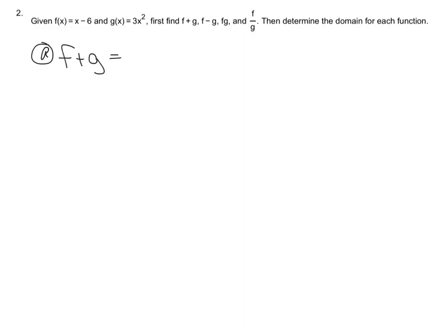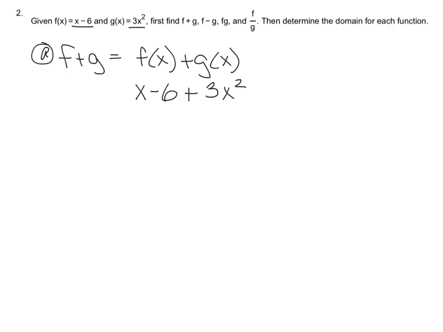That just means that we're going to add f of x plus g of x together. So f of x is x minus 6, and we're adding g of x, which is 3x squared. We can't combine any like terms, so our answer is just 3x squared plus x minus 6. These two expressions are the same. I just wrote the final answer in descending order according to the exponents.